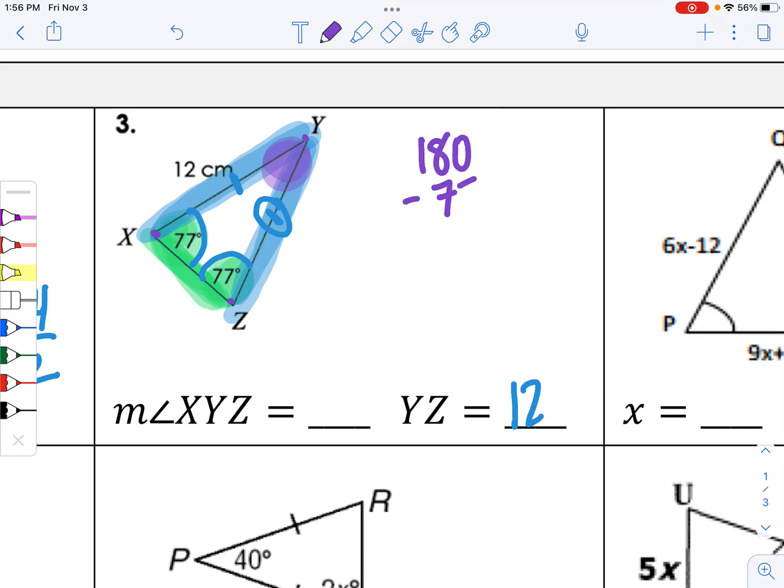And so what I'm going to do is 180 minus the 77 that I spent on both of the kids, or the 77 degrees I spent on both base angles. And when you do that, let's see how much we have left for the vertex angle. That is 26 degrees. That makes sense in regards to my picture because that is an acute angle like I anticipated.